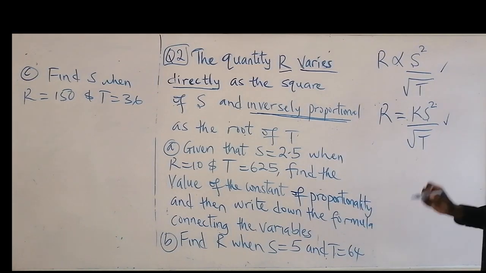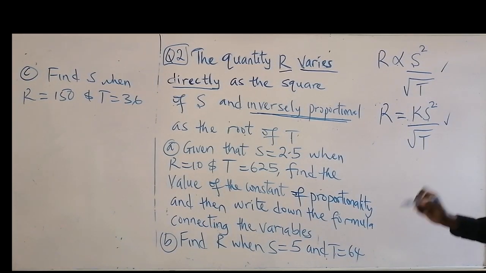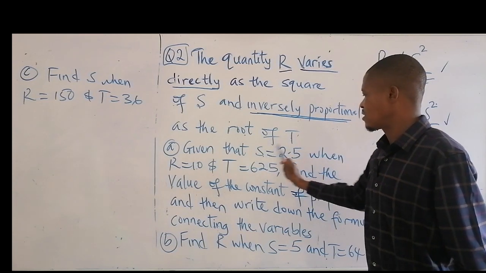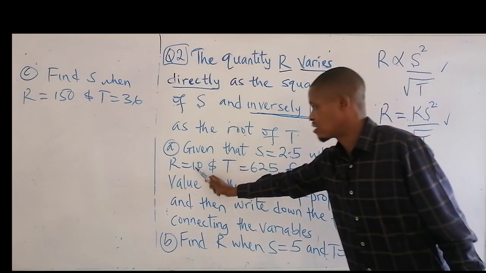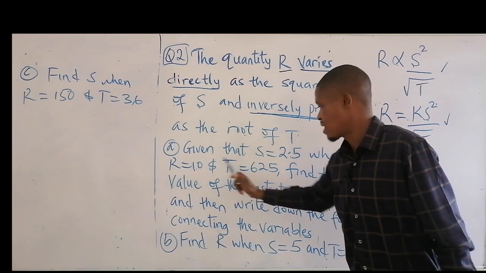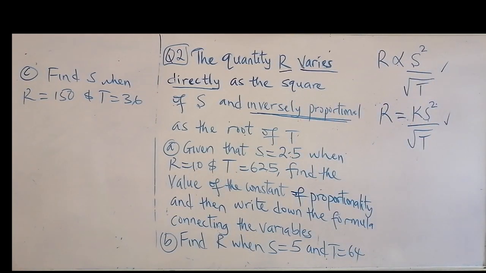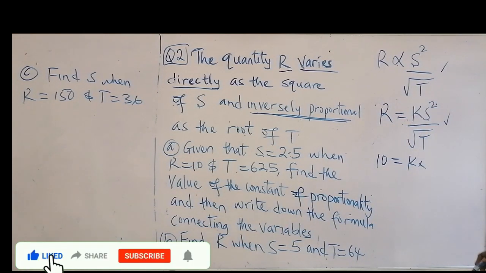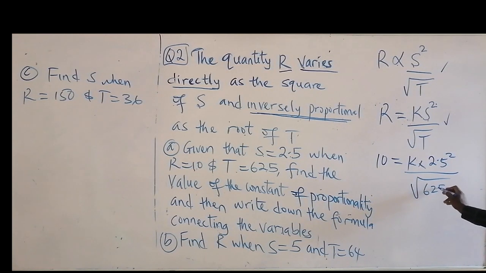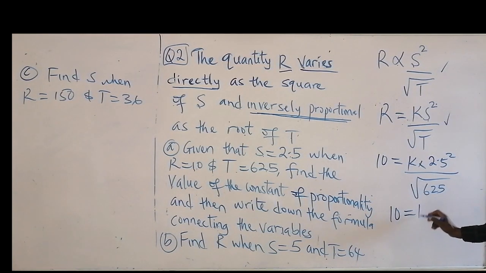And the a part now, we're told to find the values of what? They said, given that R is 2.5 when S is 10 and t is this, find the value of the constant of proportionality and write down the formula connecting the variables. So what we'll do is let's begin to plug in. This one is 10, equal to k times 2.5 squared all over. My t is 625.